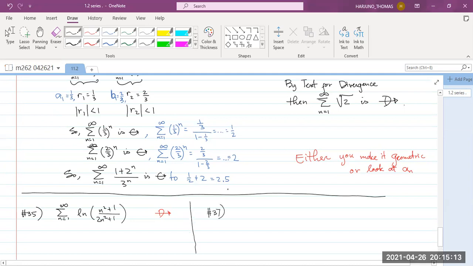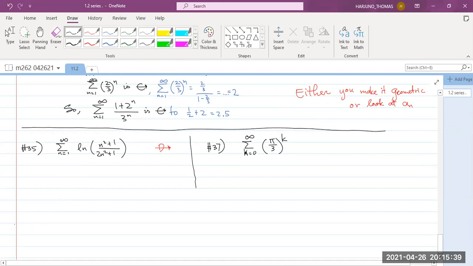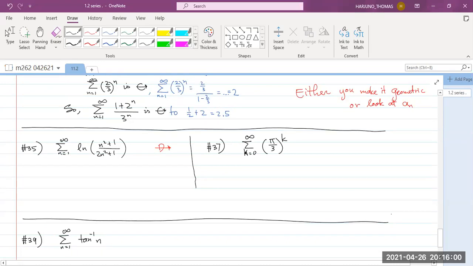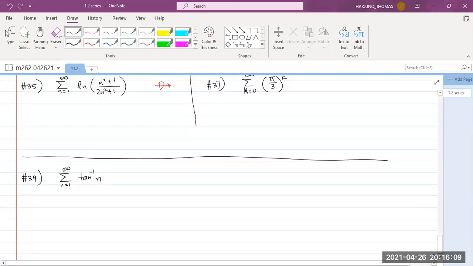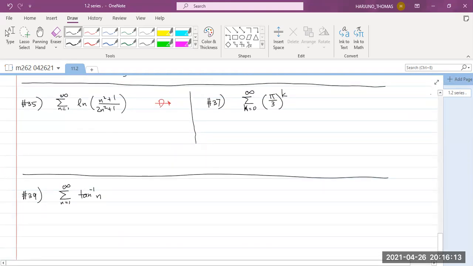Number 37. Infinite sum from 0 to infinity of pi over 3 to the k. Oh, actually, this is from k equals 0, not from n equals 0. Also, number 39. You can do that. Is it convergent or divergent? Okay, number 41, I will do it later. But let me ask you to do this first, especially the argument, okay?